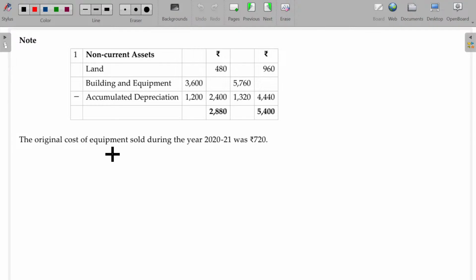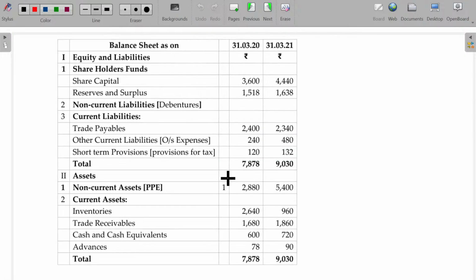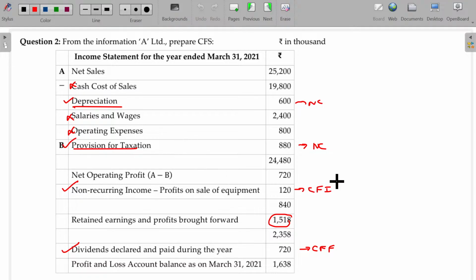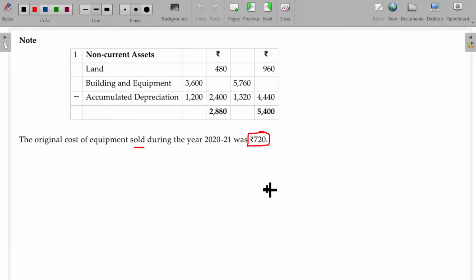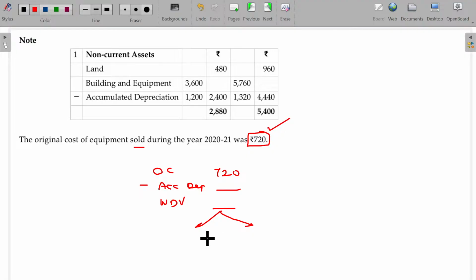Here, the original cost of equipment sold during the year was 720, only one of the assets sold. Profit is 120. Accumulated depreciation on that, I am not aware of; subtract it and the balance will be the WDV value. In that WDV value, you have to segregate into two forms. Original cost of the equipment 720.